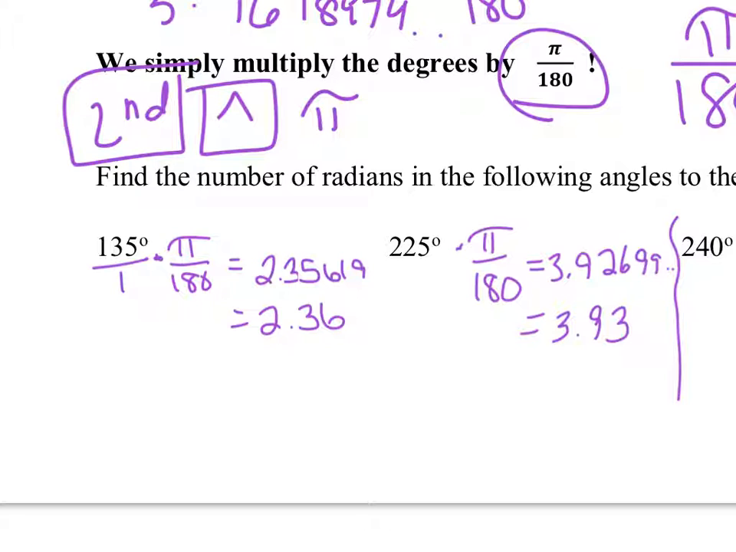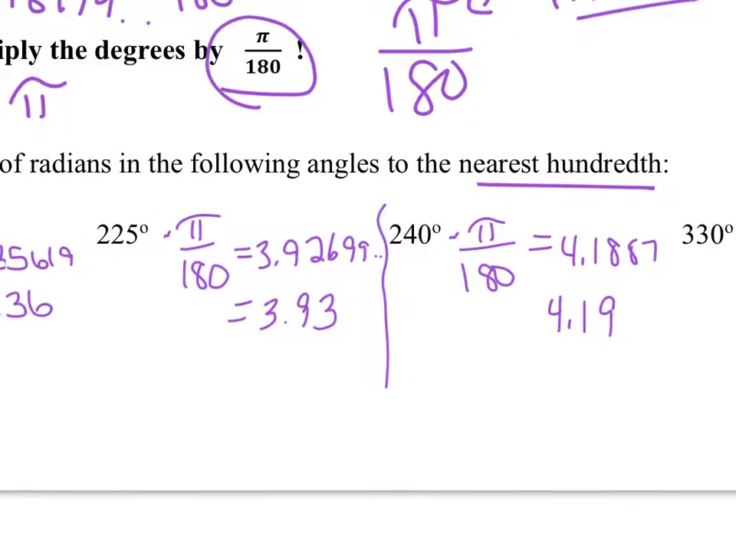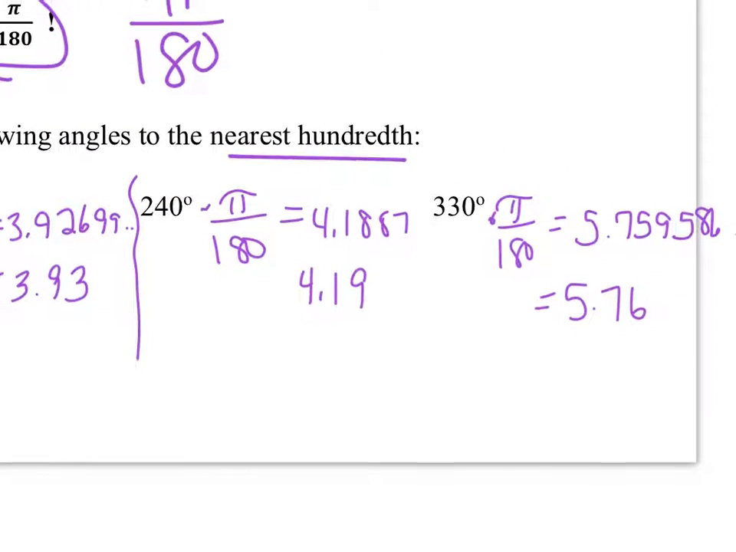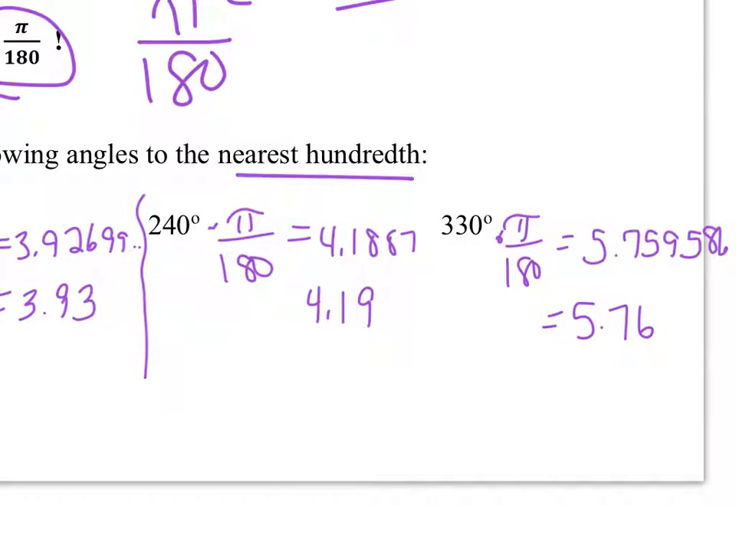So the answer's here. Sometimes I like to put it over 1 so you realize 135 is on the top. 135 times pi over 180 is this, and then round it to the nearest hundredth, that's 2 decimal places. So for each one of these, 225 is 3.93, 240 is 4.19, and 330 is 5.76.